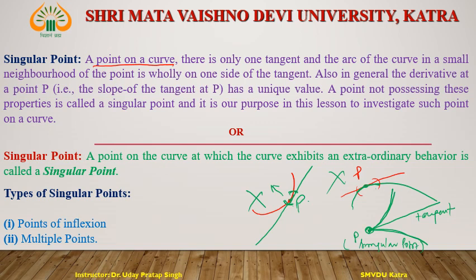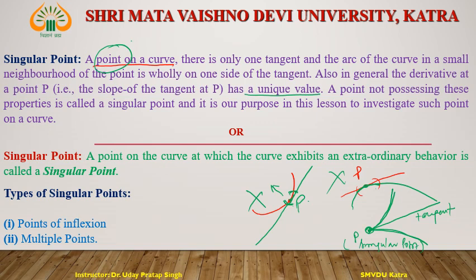Then this type of point is not singular. If the derivative at the point P has a unique value, then this is not singular. But if the derivative at the point P has more than one value, meaning two or more values, then this point is known as a singular point.